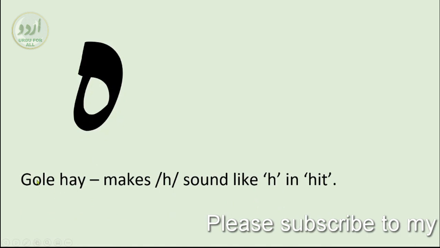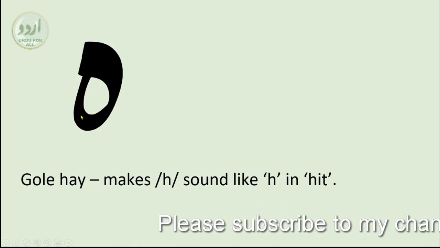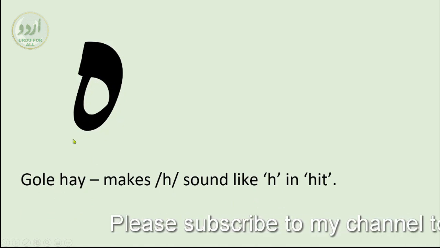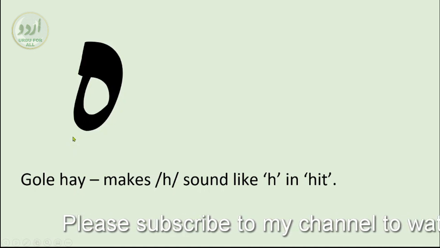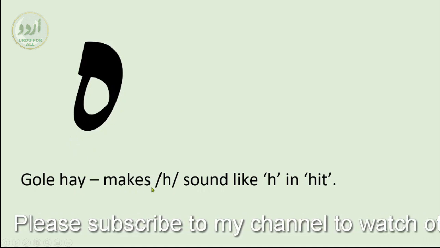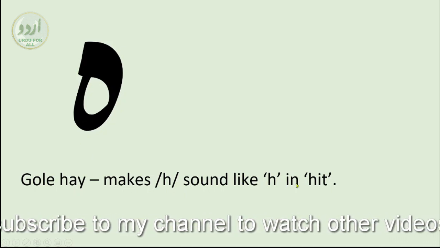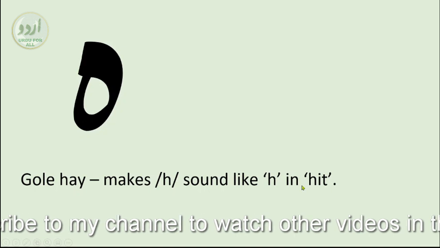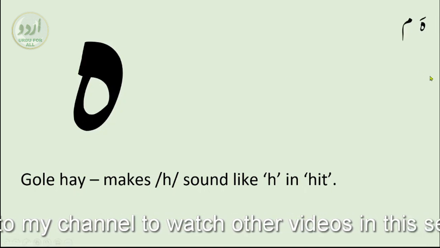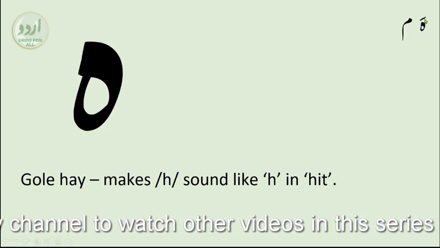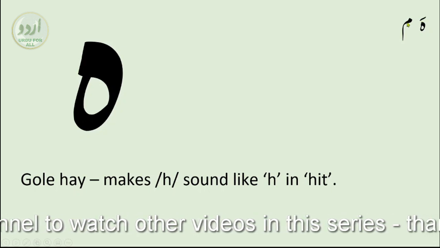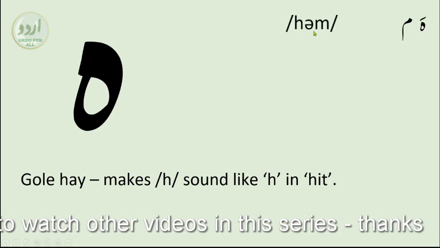Look at this letter. It looks like the English letter O, but it's not O. It's called Gol He. Gol means round. And we did do chashmi hai, the 2-eyed hai. But this one is Gol He. It makes H sound like the letter H makes in the English word hit. So look at this. Gol He, H, Zabar A, and Mim M makes hum.